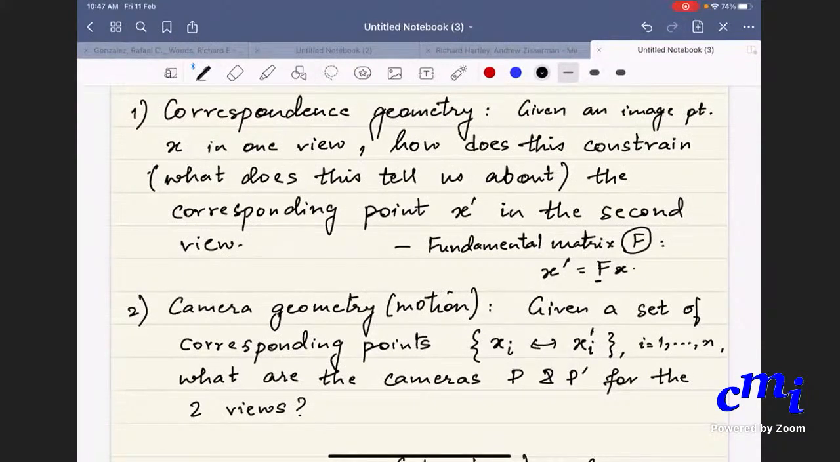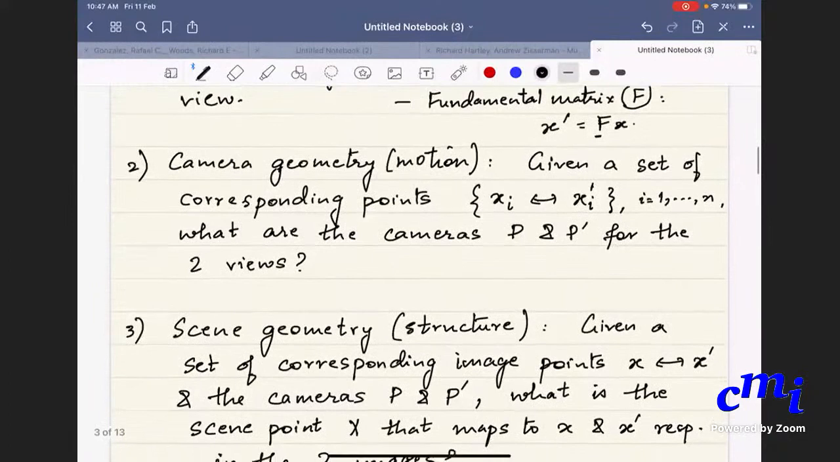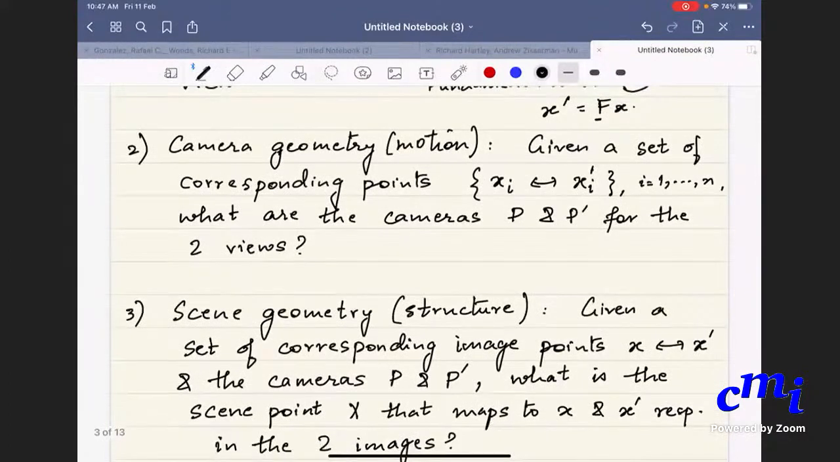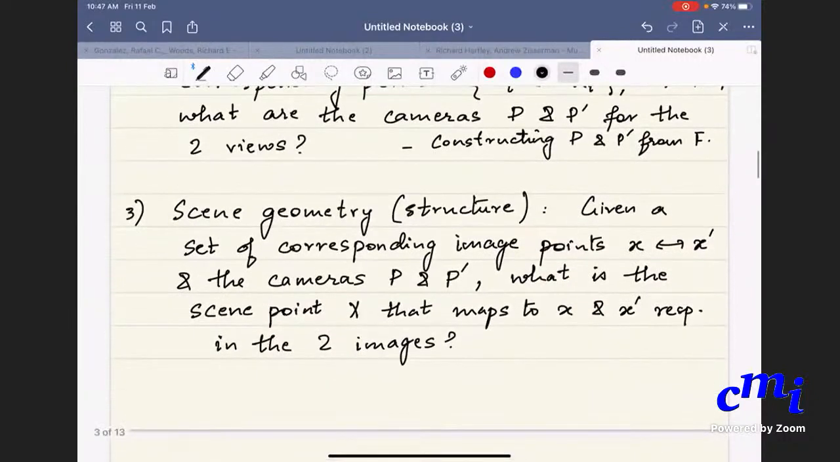And the answer to the second question: when you're given a set of corresponding points, then you have this fundamental matrix. Then you can actually reconstruct these cameras from the fundamental matrix. So this process is constructing P and P prime from F. And this part is a little more complicated.